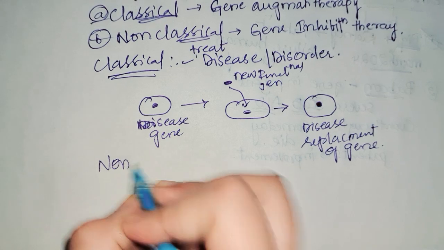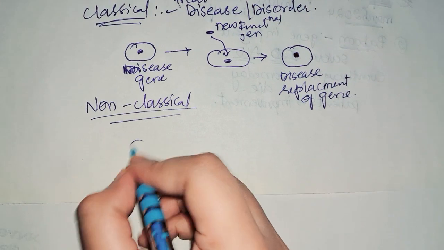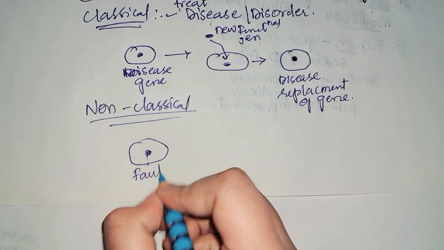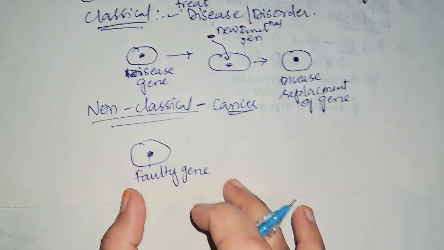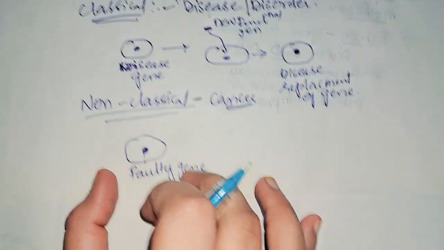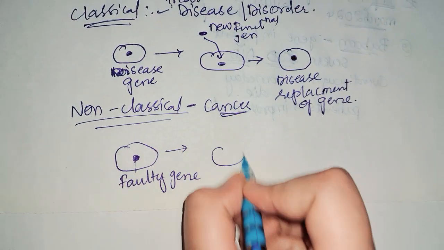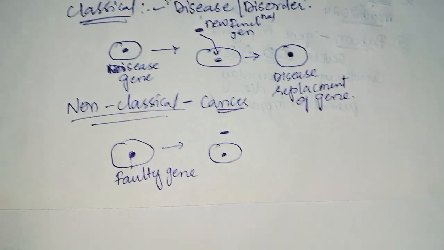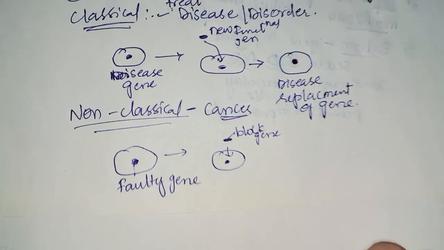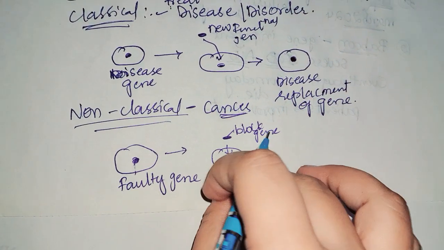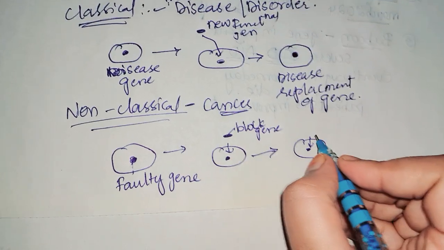Whereas in non-classical therapy, what happens? In non-classical therapy, diseases like cancer can be treated. The faulty gene in our body fights with our own cells. It is not replaced with a new gene; instead, we add a block gene into the body to act on the faulty gene. When we add the block gene, it will block the faulty gene.